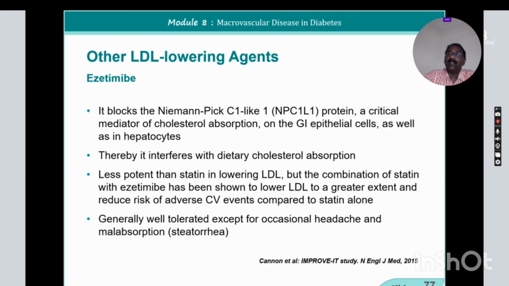Less potent than the statins. It is not that potent compared with the statins. But the combination of the statin and ezetimibe has been shown to lower the LDL to a greater extent. This is very important, a combination. And it reduces the risk of adverse CV events compared to statins alone. Generally well tolerated except for the occasional headache and malabsorption.